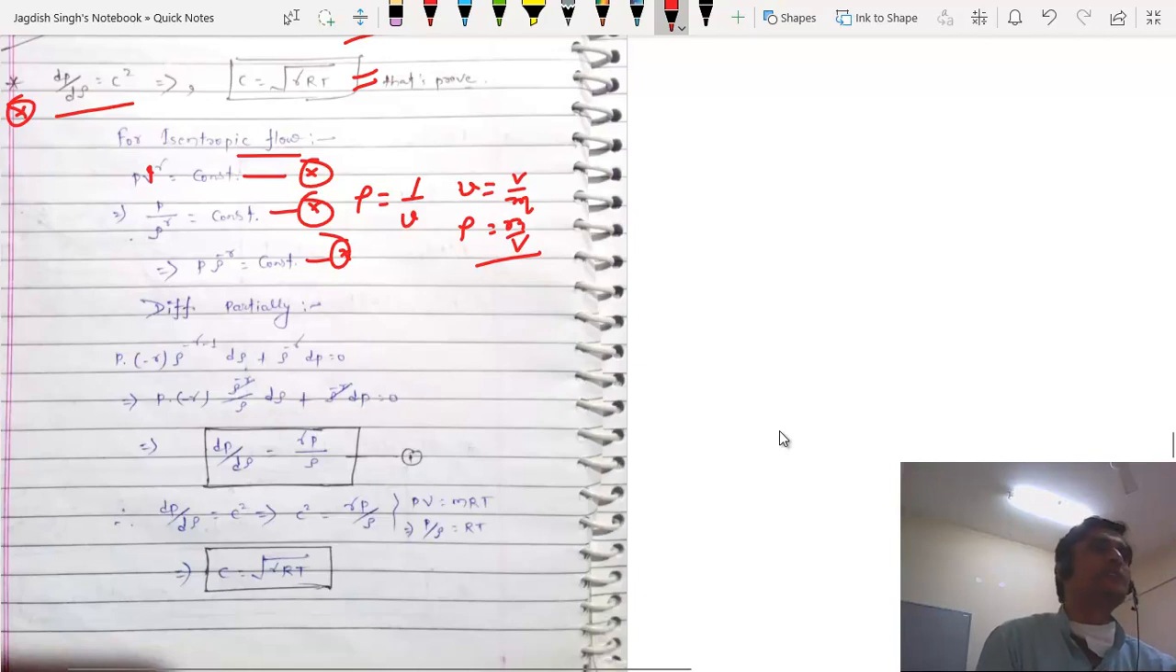Now we have to differentiate partially. After differentiating, we will get P into minus gamma, rho to the power minus gamma minus 1 into d rho.